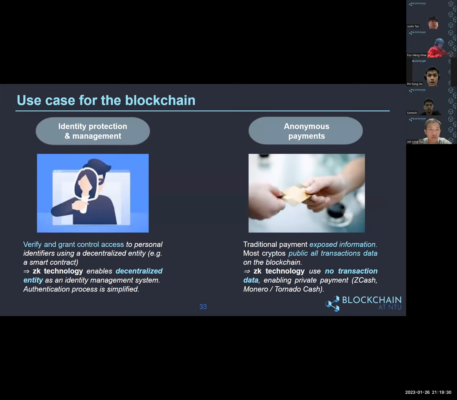We do know that zero knowledge proof enables us to do computations, and the other party can verify the result without accessing the other transaction data. So this gives rise to many use cases for blockchains and many other systems also. Firstly, we can do identity protection and management.